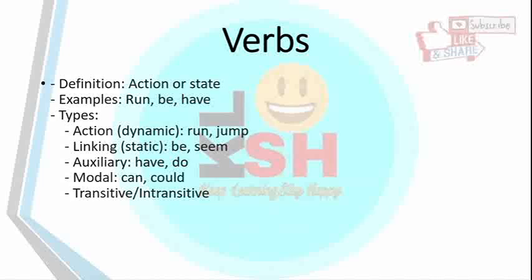Action verbs means the dynamic words. Run, jump means you are doing an action that is stated under this action word. These verbs are the dynamic words. Linking, static verbs: be, seem, it is seem to be. These are the linking verbs. These are mainly connecting verbs, you can say.